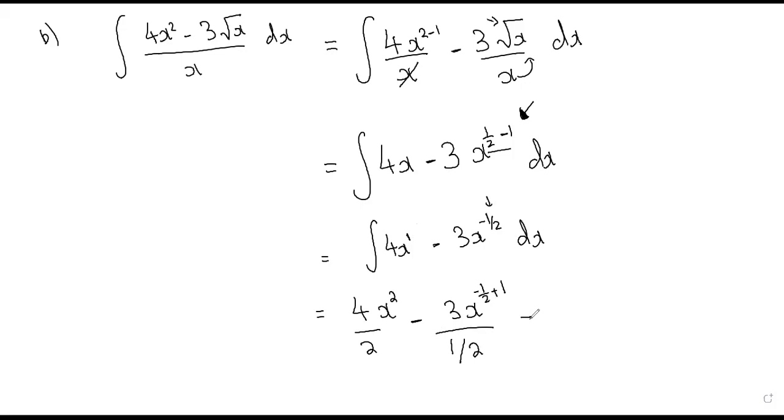And when I'll simplify this, I would get this is 2. And I need to write down the constant as well, plus c. This would become 2x squared minus 3 over under the root x plus c. Yeah, this is going to be 3 by 1 by 2 would be 6 and this power would be positive 1 by 2. So under the root would be in the numerator. This is going to be the answer.